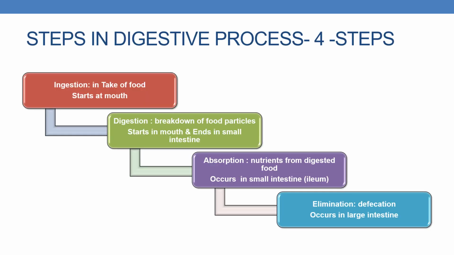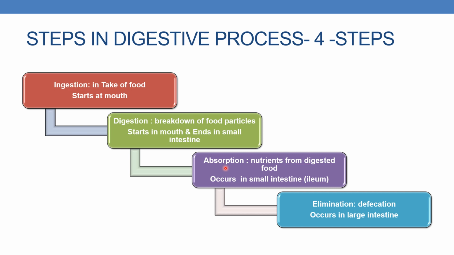Now coming to the steps in the digestive process, the digestive process mainly has 4 steps. The first step is ingestion, intake of food. It starts in the mouth. The next step is digestion, that is nothing but the breakdown of food particles. It starts in the mouth and ends in the small intestine.